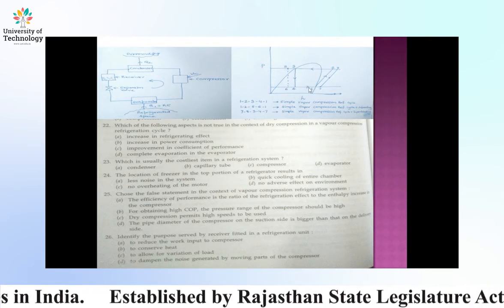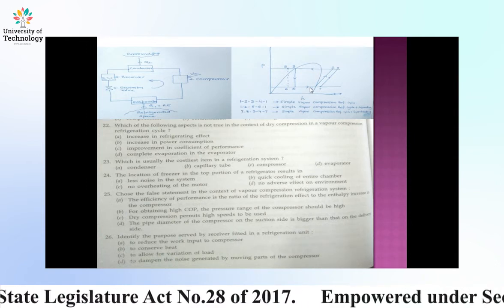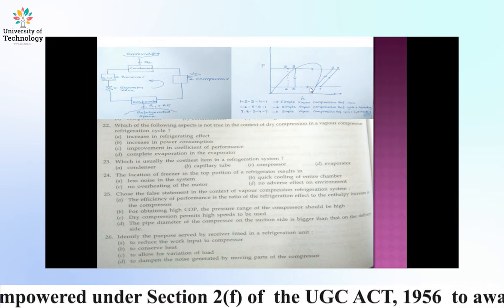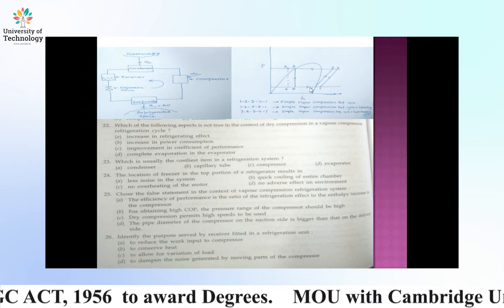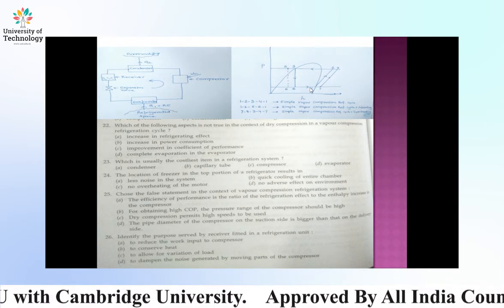So the refrigerating effect decreases by increasing the pressure ratio. So COP also decreases. So for obtaining high COP, the pressure range of the compressor should be high. It is a false statement.